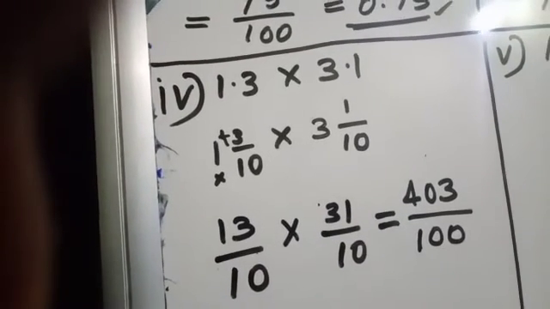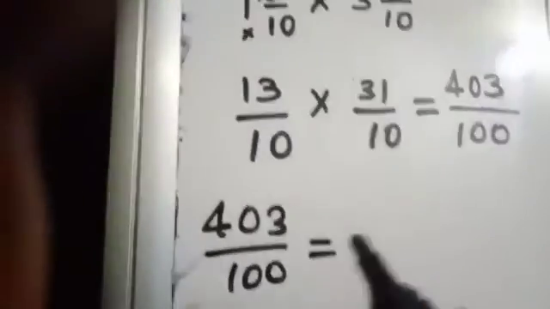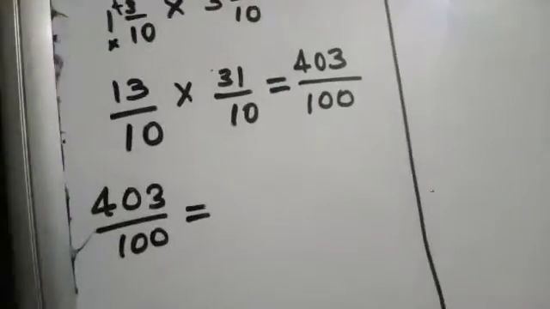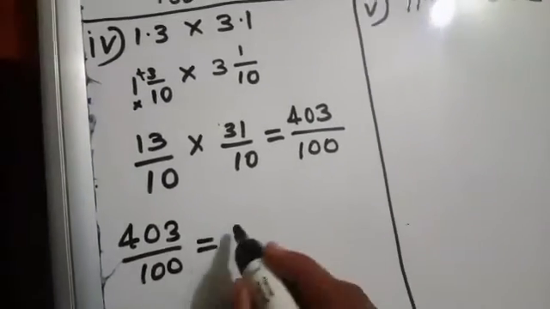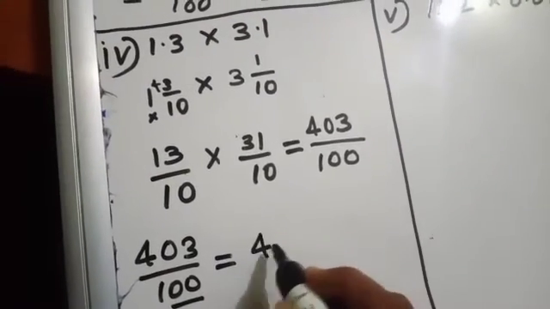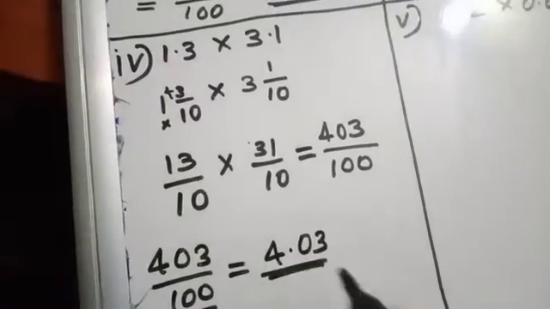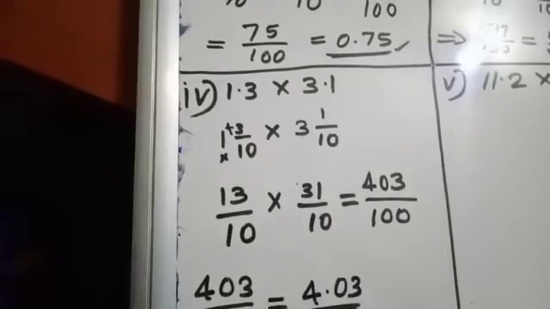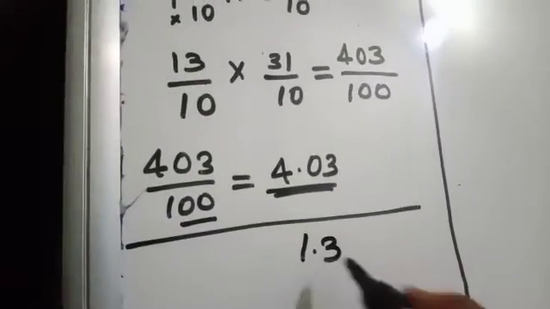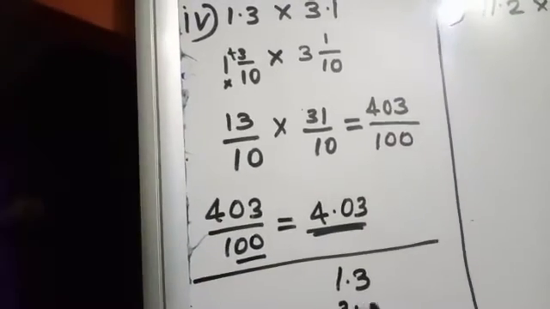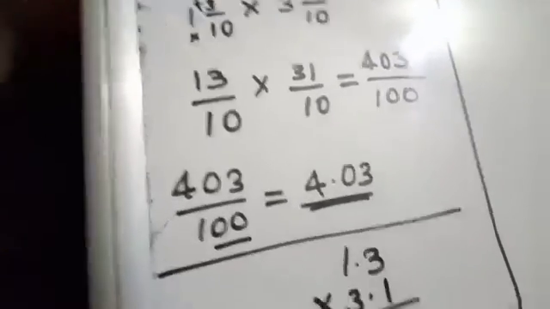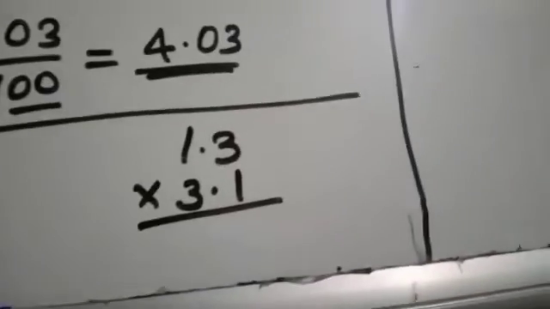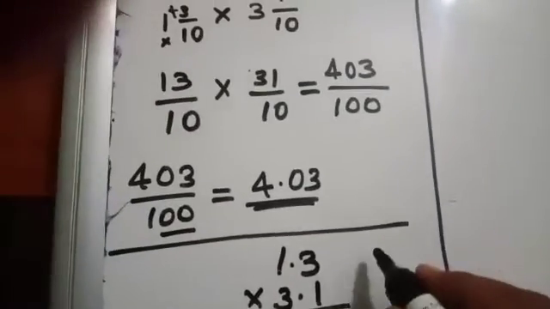403 upon 100. If you write it in the form of a decimal, you can go for a simple division, or, as I told you, here there are two zeros, so you leave two places and put the decimal point. Or, as I told you, another method, that is 1.3 into 3.1 multiplication. As I told you, you can go for multiplication. In the same way you will get the answer.